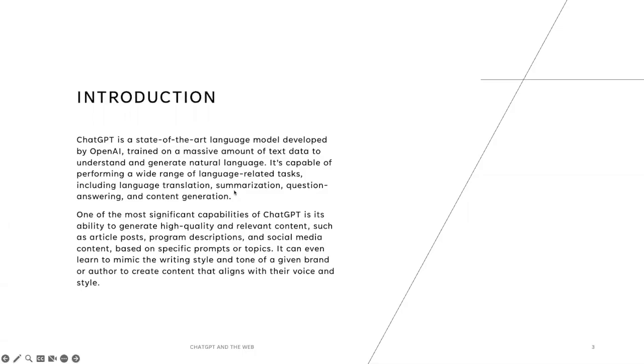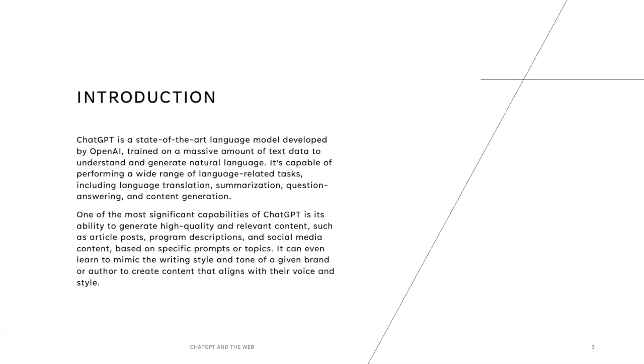So ChatGPT is a new state-of-the-art language model developed by OpenAI and is trained on a massive amount of text data to understand and generate natural language. It's capable of performing a wide range of language-related tasks, including language translation, summarization, question and answering, and content generation, which is why we're all here today, right?